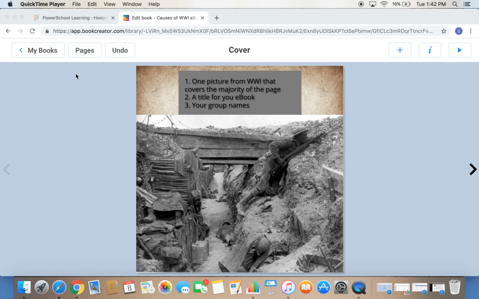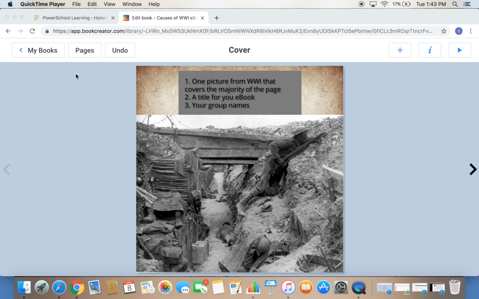So every single person, all four of you, is going to be responsible for a cause of World War I breaking out. So one person in the group will be responsible for militarism. The second person will be responsible for alliances. The third person will be responsible for imperialism. And the fourth person will be responsible for nationalism. So you will be in a group of four. And every single person is responsible for their topic that they either chose or that they were given. So it's important that everyone knows that they need to do their part in this project.